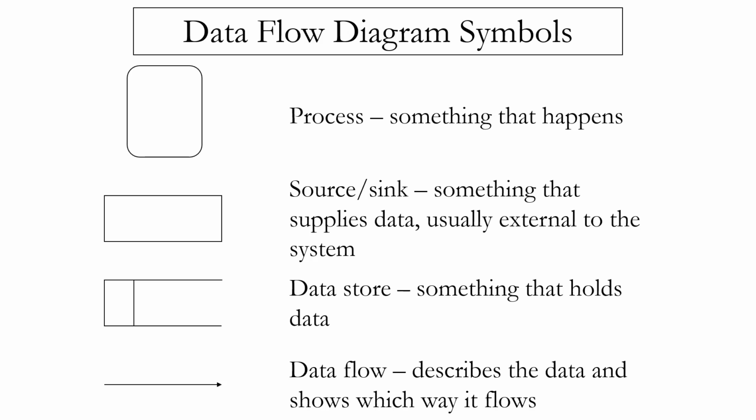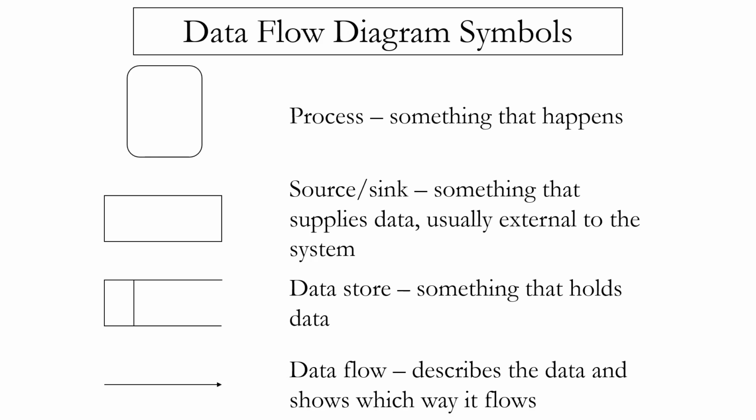The next symbol is an open-ended rectangle, which represents a data store. This isn't necessarily a database. A data store can be a filing cabinet or a notebook, as well as a database or a spreadsheet. Finally, the last symbol is an arrow, which represents the flow of data from one place to another.